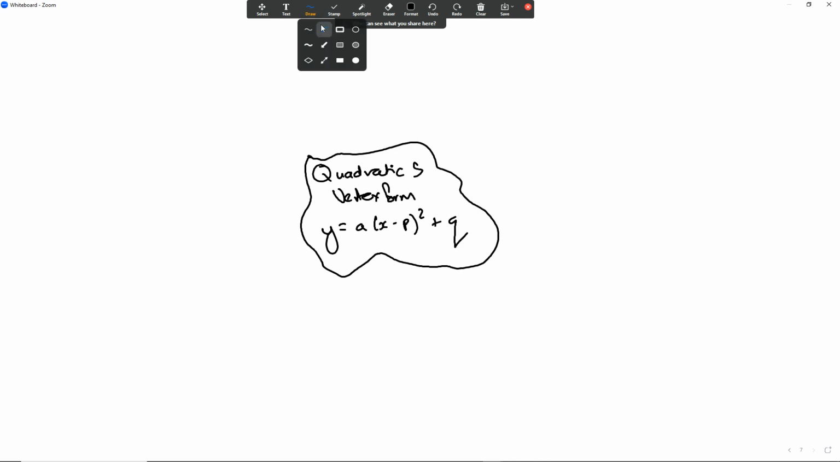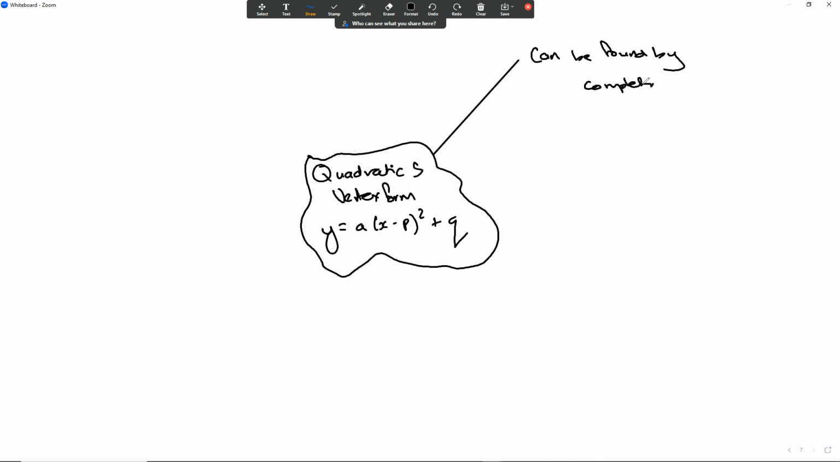Now the first thing we can do is say, well, the vertex form can be found by using completing the square. What does that mean? It means that you transform an equation from ax squared plus bx plus c into a times (x minus p) squared plus q. And there are certain steps involved in doing that.